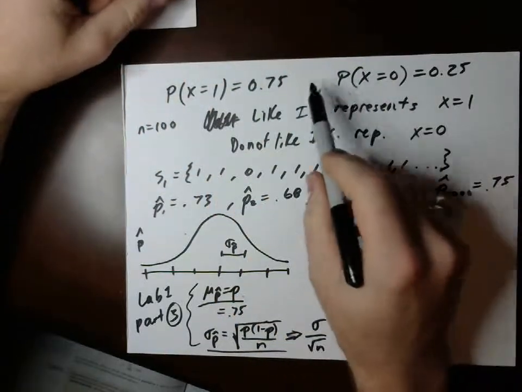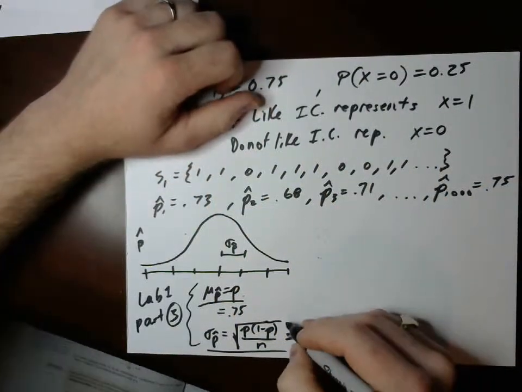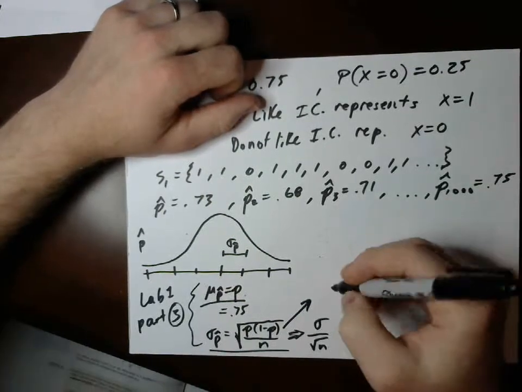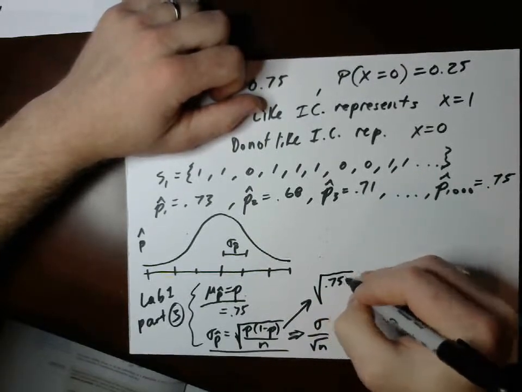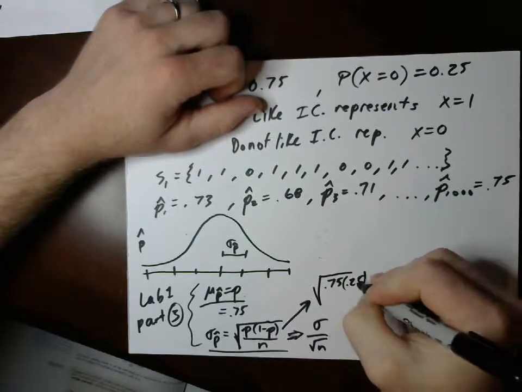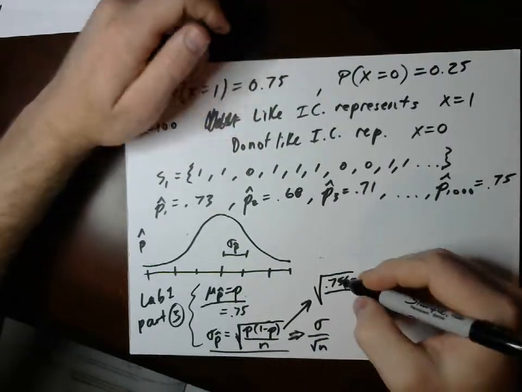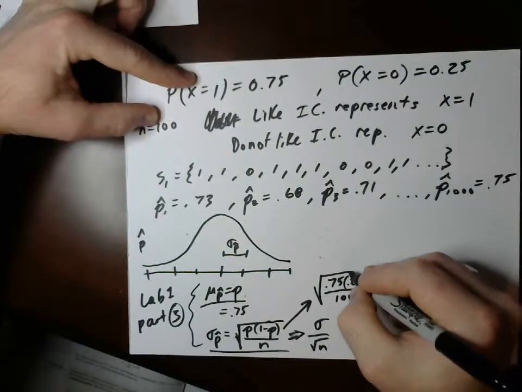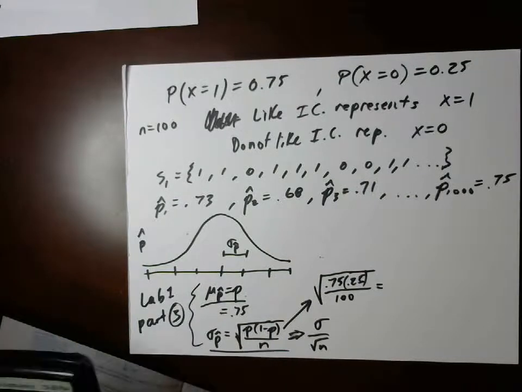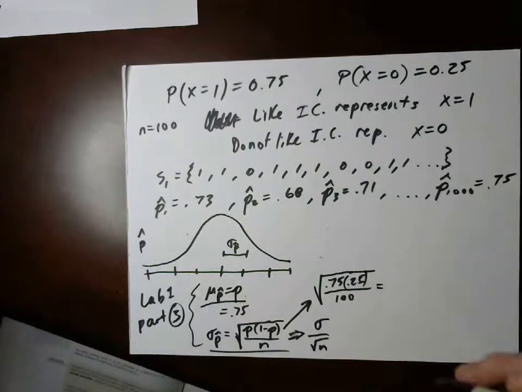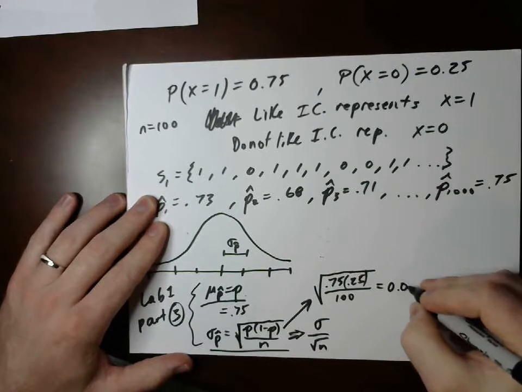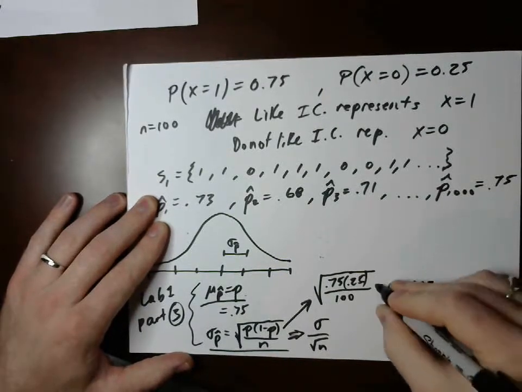For this distribution with 0.75 and 0.25, our sigma of p hat would be the square root of 0.75 times 1 minus p, which is 0.25, over n, where we gathered a sample size of 100. This is equivalent to 0.75 times 0.25 divided by 100, which is approximately 0.0433.